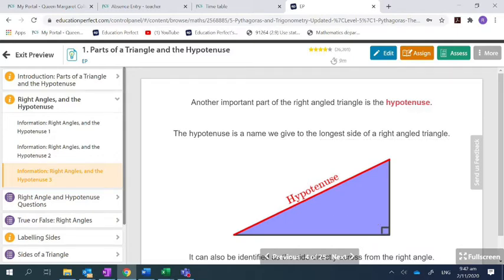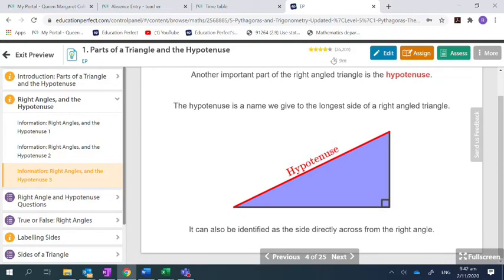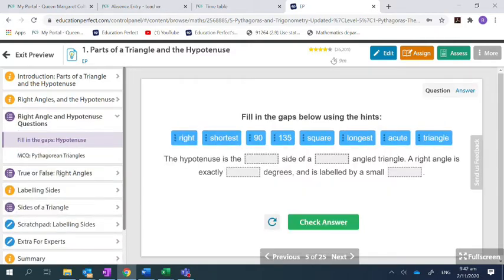So, two ways to identify it. It's the longest one, or it's the side directly across from the right angle. That is the key to making all of what we're going to do this whole lesson, this whole section work. If you can't identify the hypotenuse, then you're sunk. So make sure you can identify it.